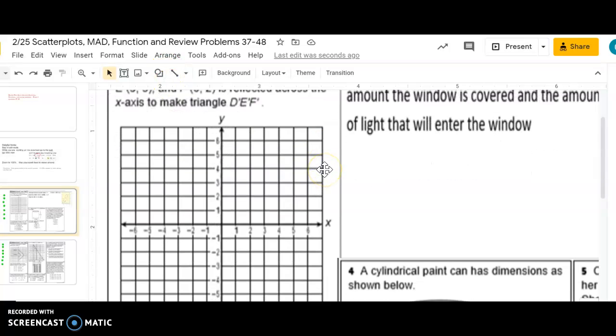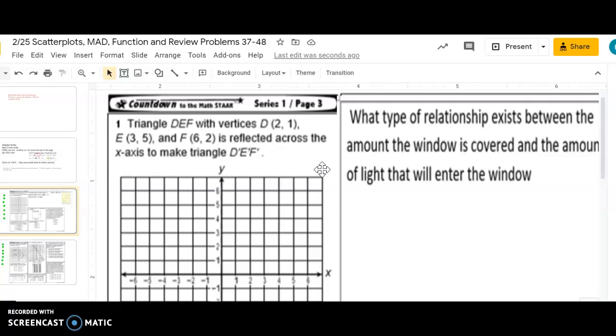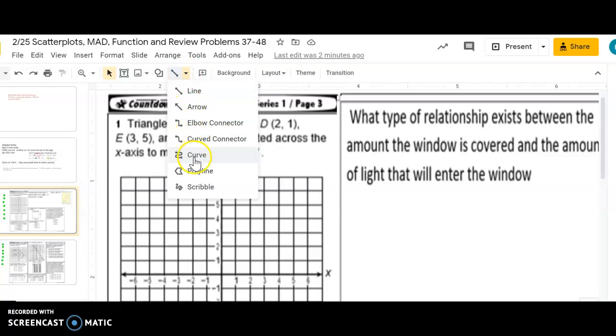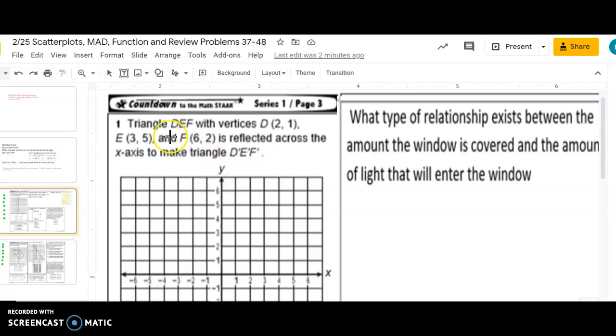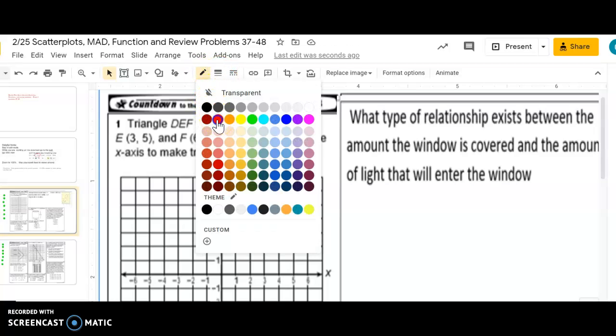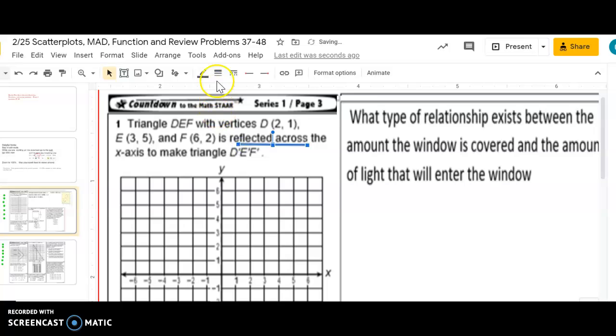I'm going to go over some of the problems from last Thursday in which you guys had 12 problems, and most of them were review. And you guys seem to struggle a little bit more than anticipated. So let's talk about right here, triangle DEF, and that is reflected across the x-axis. So basically all I care about right now is the fact that it's reflected across the x-axis.